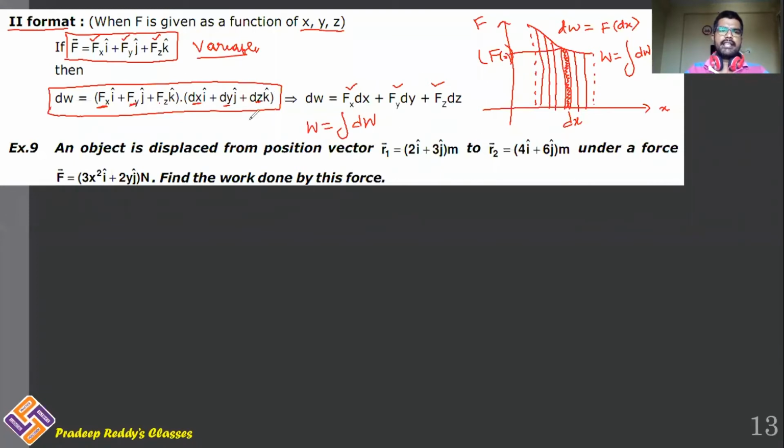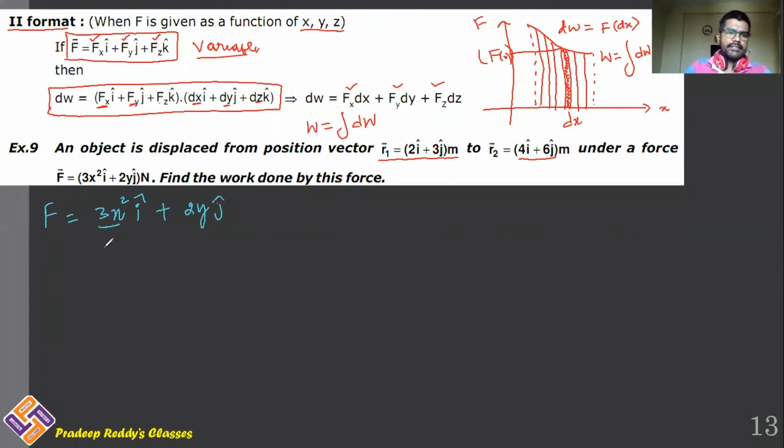Now let us solve one example based on work done by variable force. In this problem, you are able to see R1 is given as 2i plus 3j, R2 is 4i plus 6j. That means the initial position of the particle is 2i plus 3j meter, and finally because of the applied force, it is going to the new position 4i plus 6j under a force of 3x square i plus 2y j. Clearly, it is observable that F is equal to 3x square i cap plus 2y j cap.